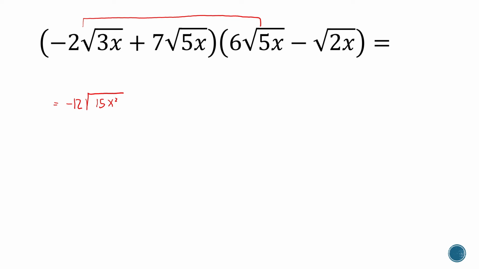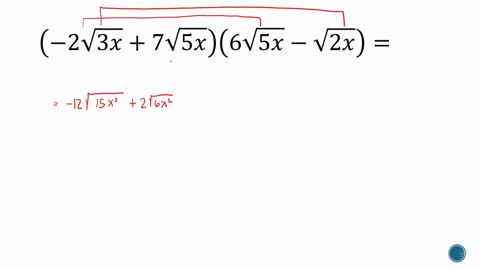Next, let's multiply the outer terms. There you go. Negative 2 times negative, it's positive. 3x times 2x is 6x squared. Don't forget the radical and that negative 2. So that positive 2 rather, because negative times negative is positive. So positive 2 square root of 6x squared.